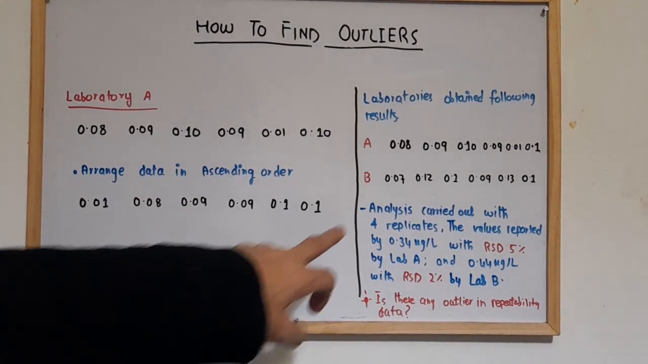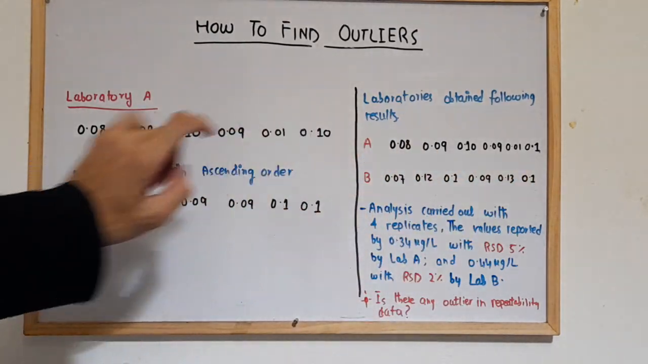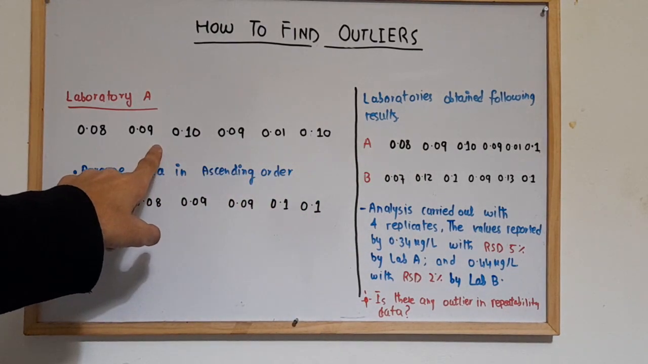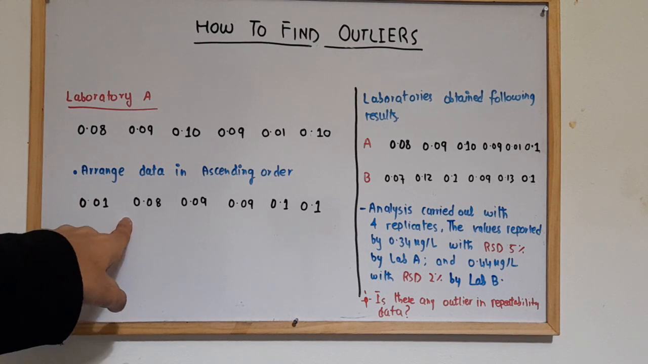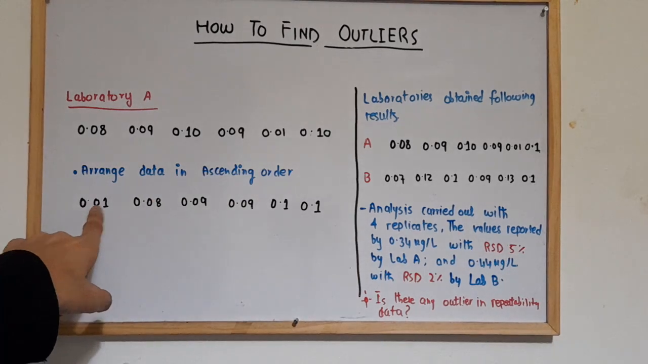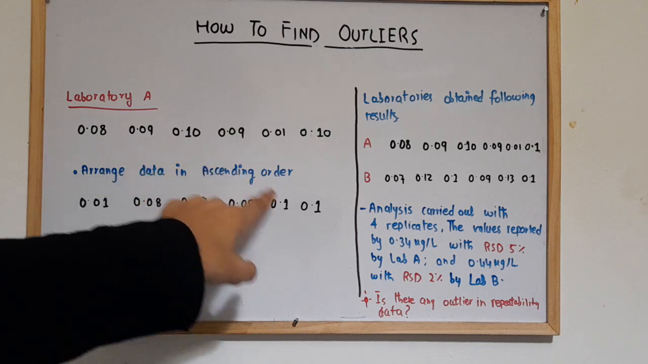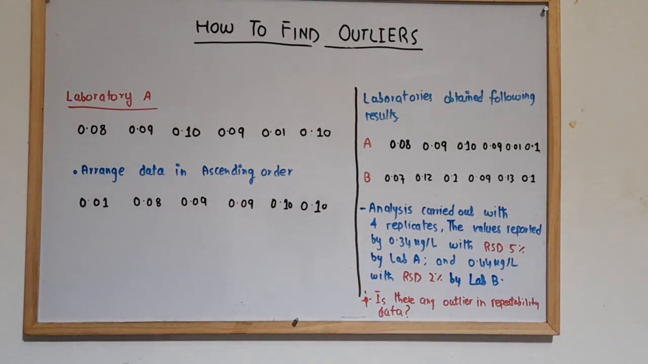In the first case, for laboratory A, our data is this one. There are 6 data values, the same as mentioned in the question. To find the outlier, you need to arrange your data in ascending order. The smallest value is 0.01, then 0.08, then 0.09, 0.09, 0.10, and 0.10. So the first thing you need to do is arrange the data in ascending order.